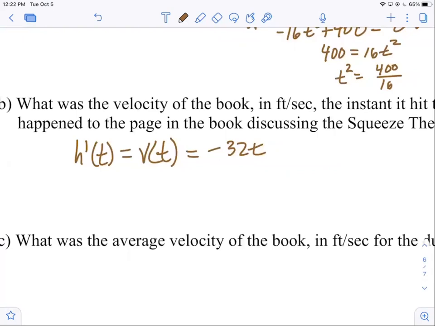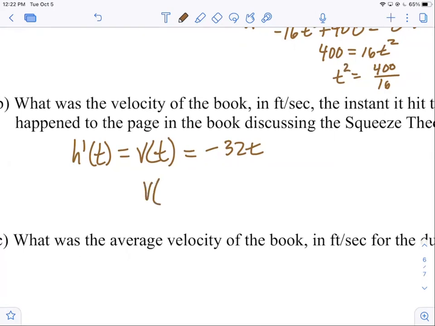So now I'm going to show it. Since I've called h prime of t v of t, I don't need to keep using both. You can, but I'm just going to use v of 5 now, which is negative 32 times 5. And that gives us negative 160. And on our final answer, we put units, right? I'm going to put the 5 in parentheses. I don't like it. It looks like a decimal. Feet per second.